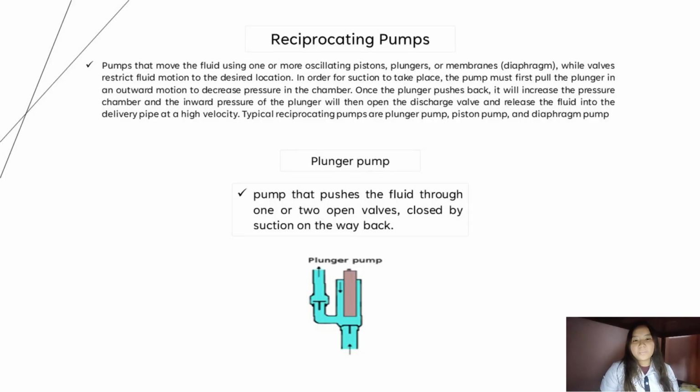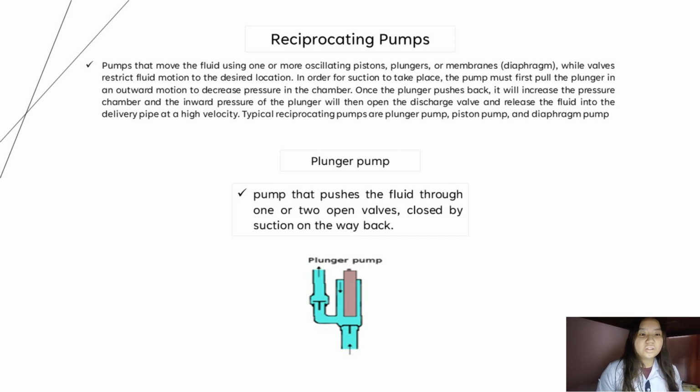So the next type of positive displacement pump is the reciprocating pumps. These pumps move the fluid using one or more oscillating pistons, plungers, or membranes, also known as diaphragm, while valves restrict fluid motion to the desired location.